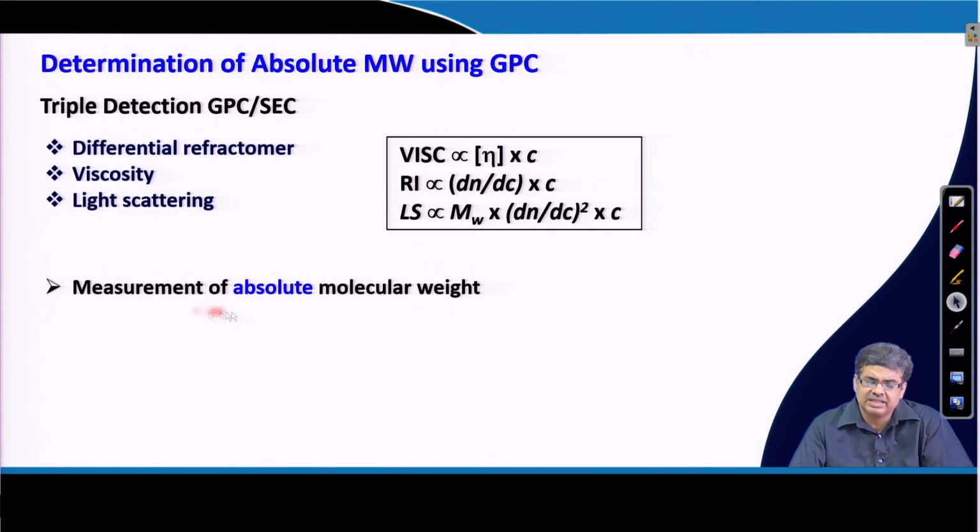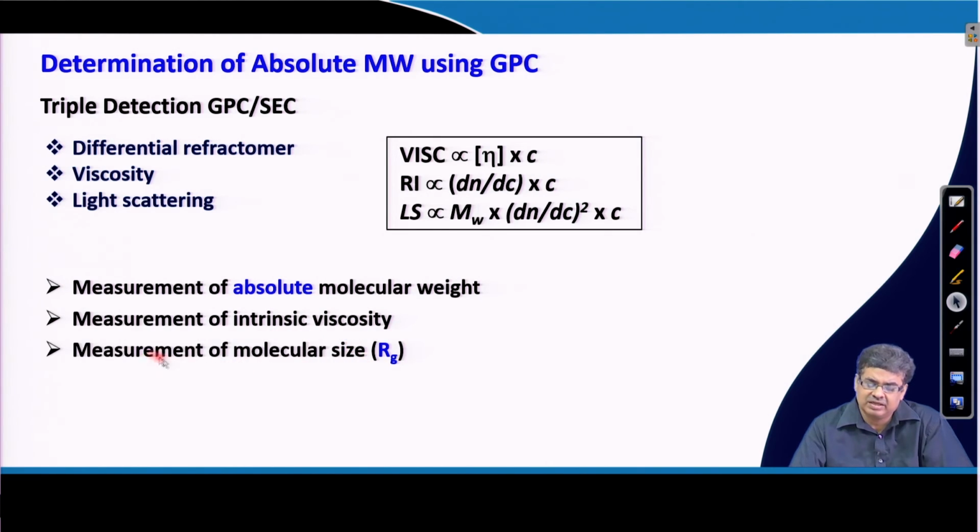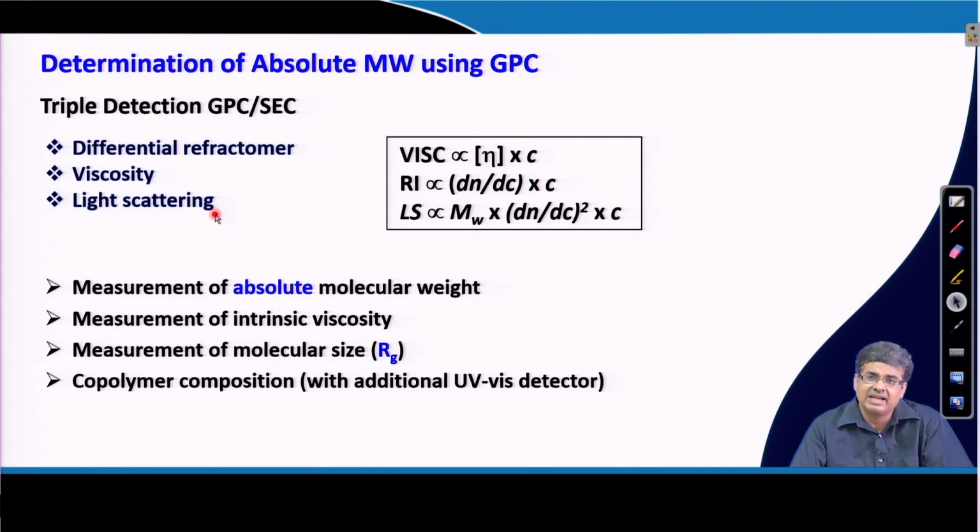So, using this technique we can measure the absolute molecular weight, the intrinsic viscosity, and also the molecular size, radius of gyration. If we add another detector like a UV visible detector, then we can determine the copolymer composition, provided at least one of the copolymer units is UV visible active. And in this case we use 4 detectors, so we call that a tetra detector GPC, not triple detector GPC.